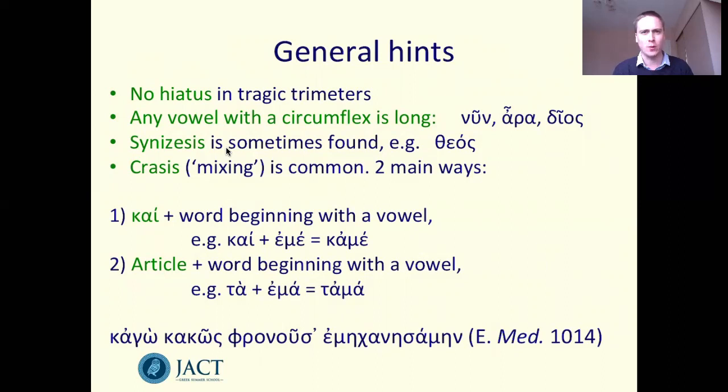Any vowel, like I just said with muthos, any vowel with a circumflex is long. So for example, the upsilon of nun has to be long, the first alpha of ara, that's long, the iota of dios, that is long. Now this is also true in Homer. In Homer, words which have circumflexes are also long. However, because of Homer, you sometimes get hiatus and corruption, so that means that in Homer occasionally a vowel with a circumflex can become shortened. That's not true for the iambic trimeter, where a vowel with a circumflex is always long.